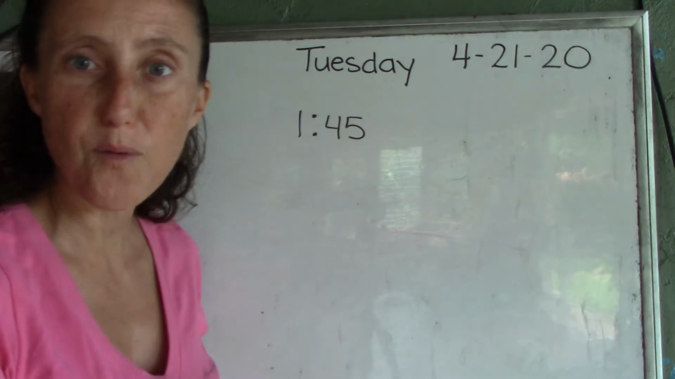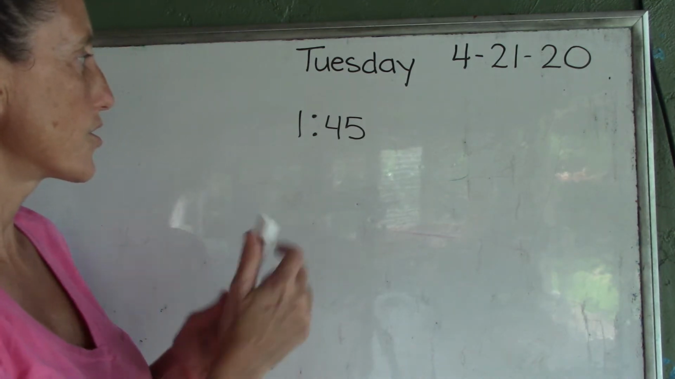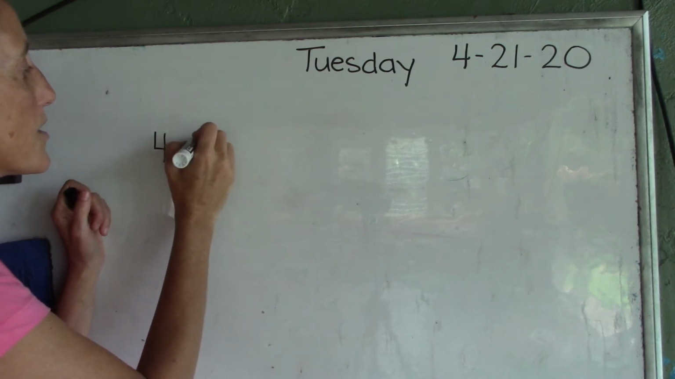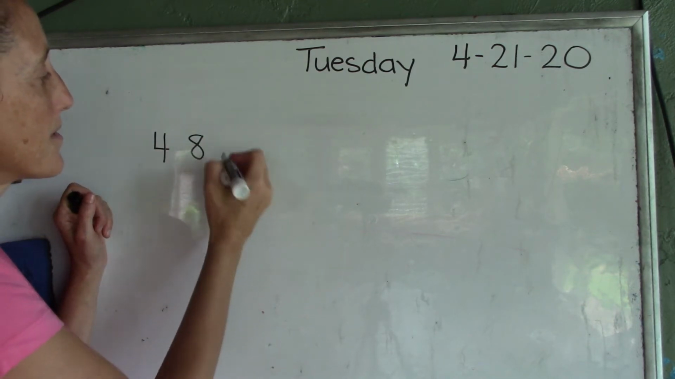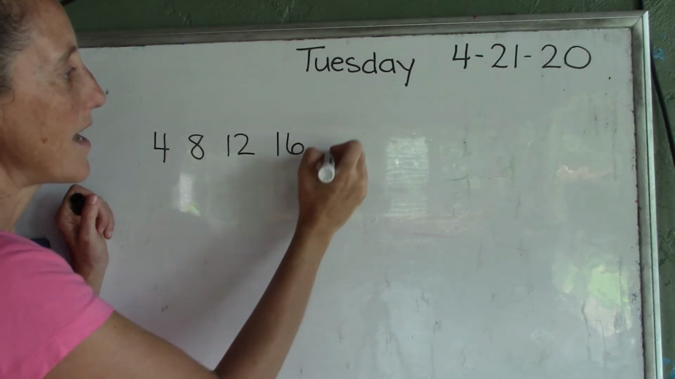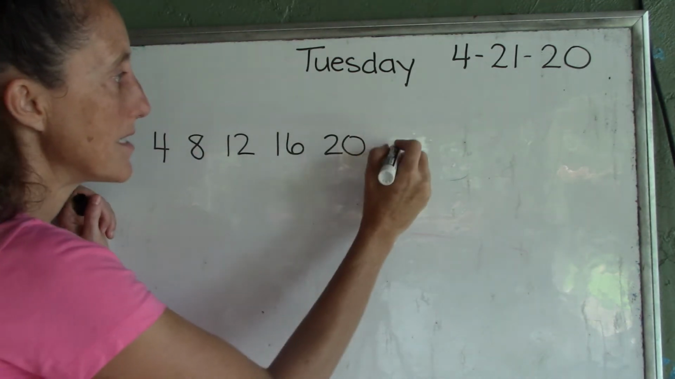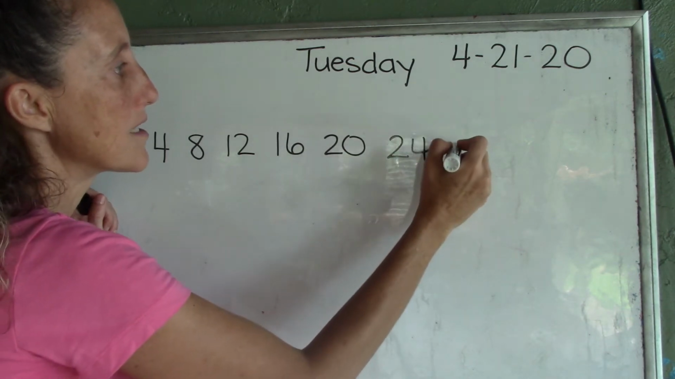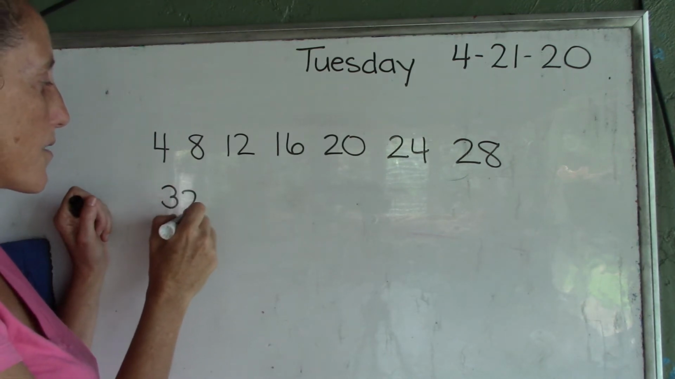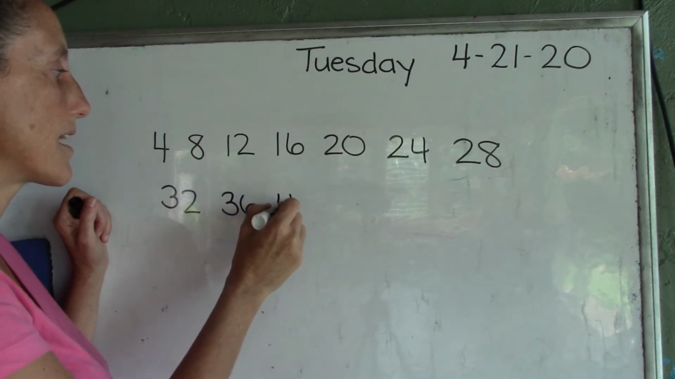Now we have been counting by fours because the older kids are learning their multiplication tables by fours. So let's do 1 times 4 is 4. 2 times 4 is 8. 3 times 4 is 12. 4 times 4 is 16. 4 times 5 is 20. 4 times 6 is 24. 4 times 7 is 28. 4 times 8 is 32. 4 times 9 is 36. And 4 times 10 is 40.